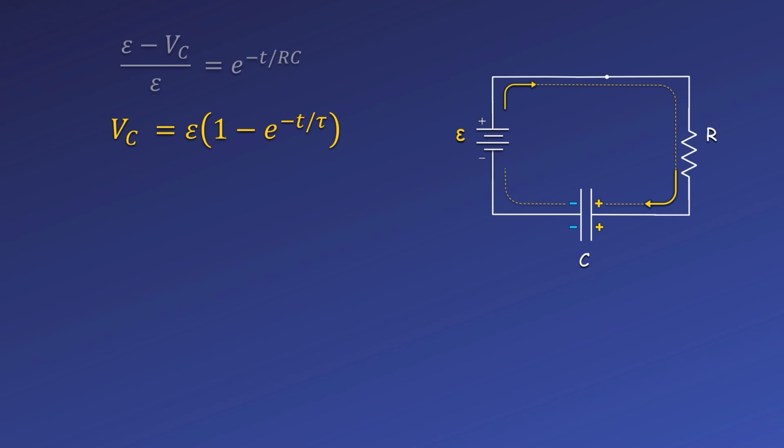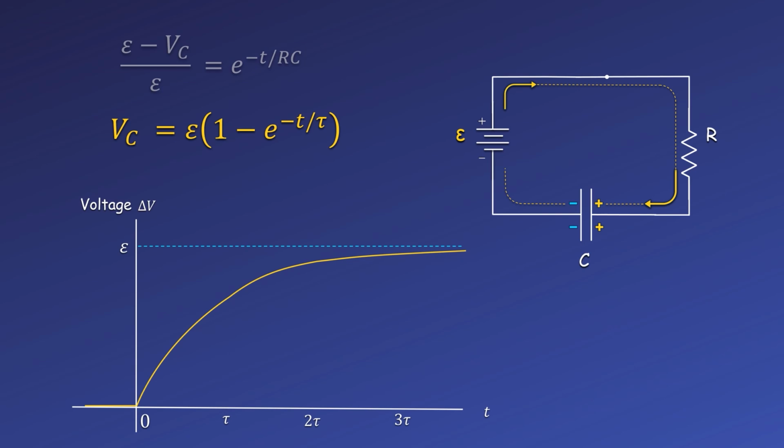Again, we see our time constant appears in the behavior of this function as well. We can plot this voltage as a function of time. If we plug in 0 for time, we get e raised to the 0th power, which is 1. This leaves 1 minus 1 in parentheses, so the voltage is 0 when time is 0 and we close our switch.